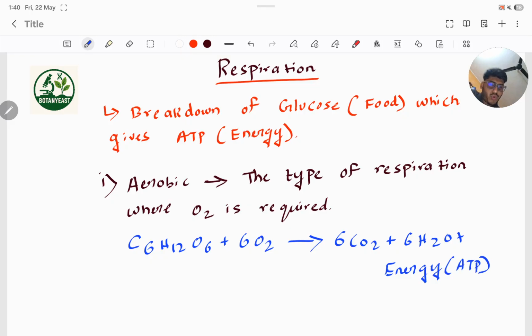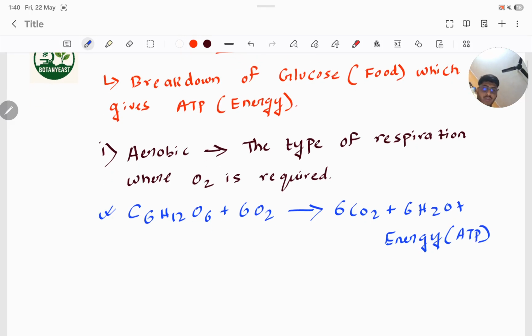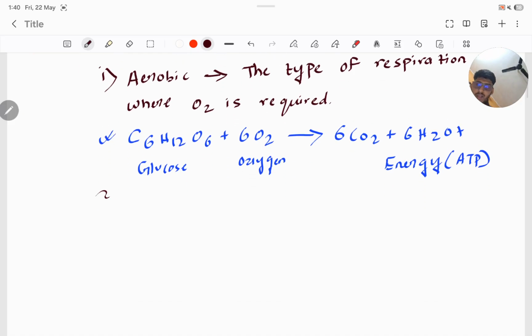So ATP is being produced by using the glucose and the oxygen, that is the O2. Oxygen is needed for the process of respiration in aerobic respiration. But there is another type of respiration that is known as the anaerobic respiration.